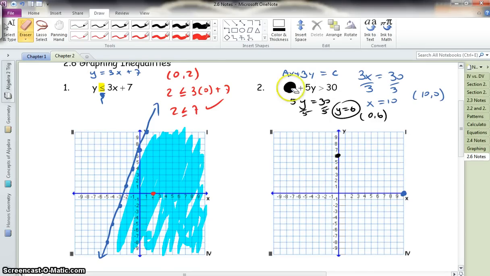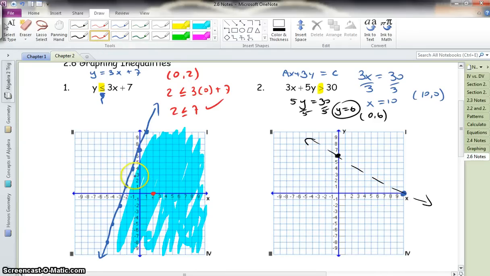Now, looking at this inequality, we have a greater than sign. So let's draw my line. Now notice, what's different from this line? I made a dashed or dotted line. The reason for that is because it's just greater than or less than. It is not equal to. So therefore, any solution on that line would not be included.